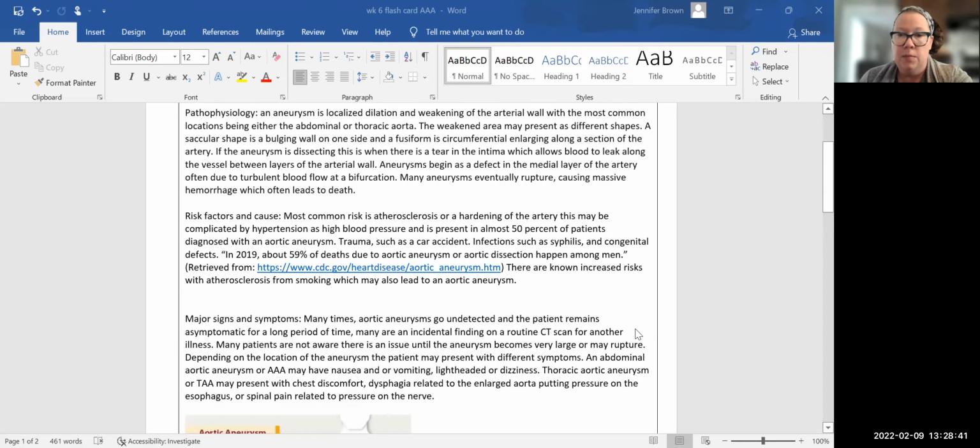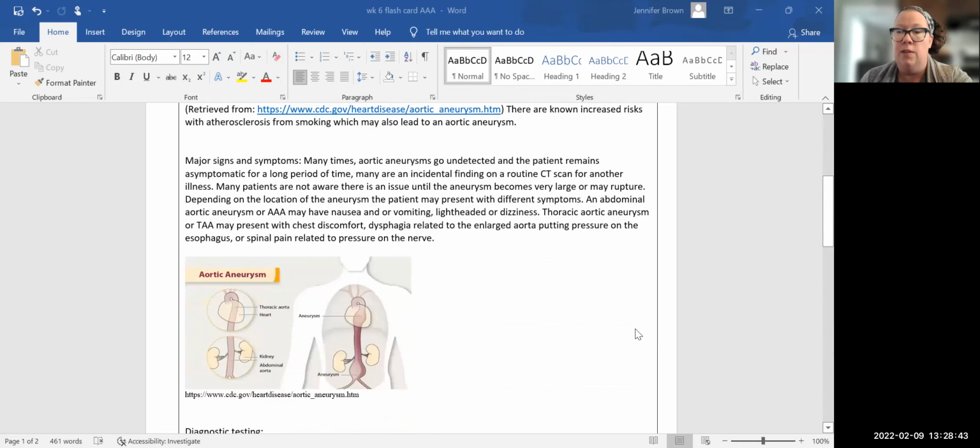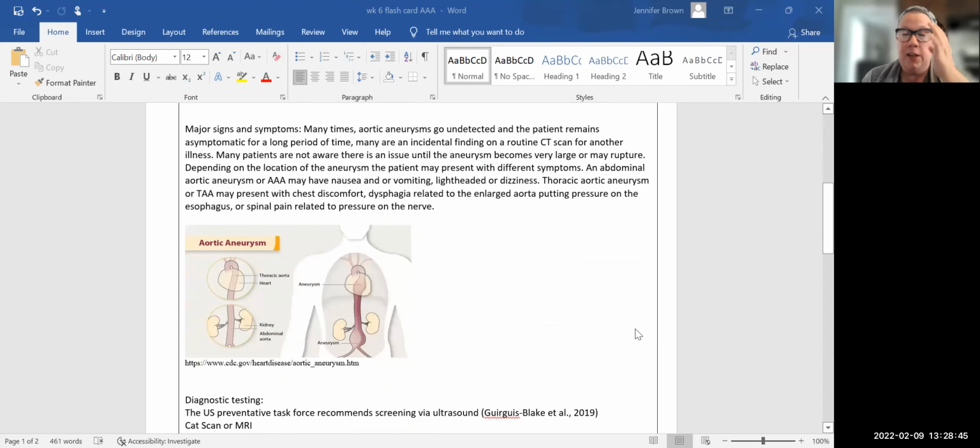Major signs and symptoms. Many times the aortic aneurysms go undetected and patients remain asymptomatic for a long period of time. They are incidental findings on routine CAT scans for other illnesses, which is often how they're originally located. And many patients aren't aware that there's an issue until the aneurysm becomes very large or may rupture.